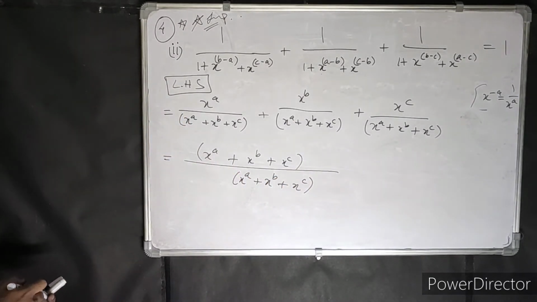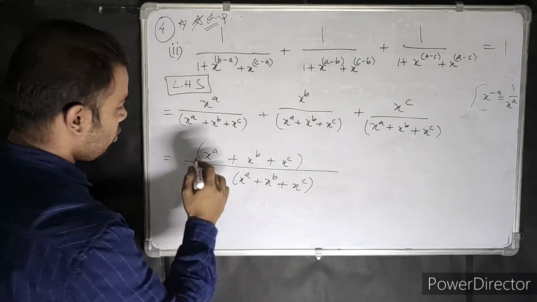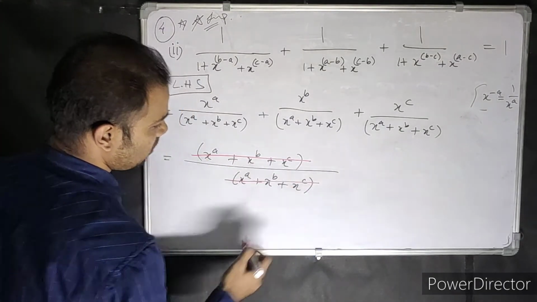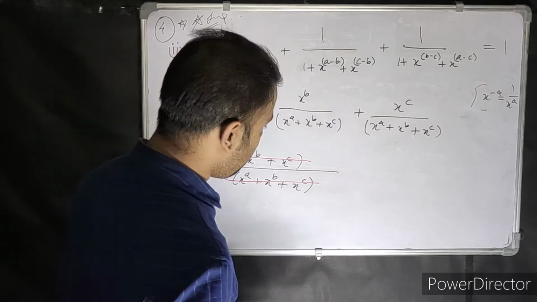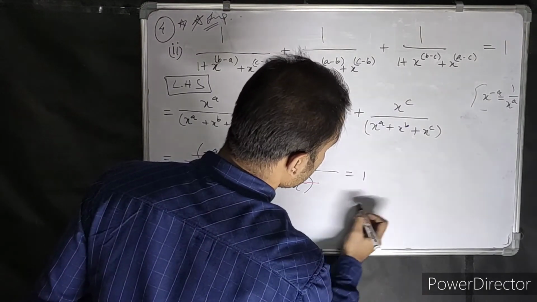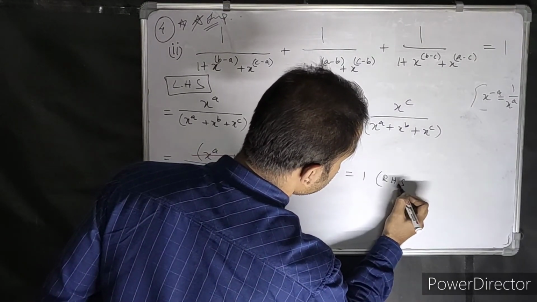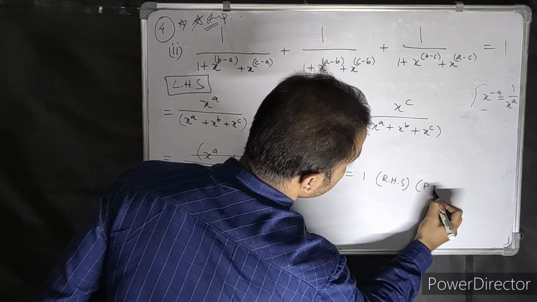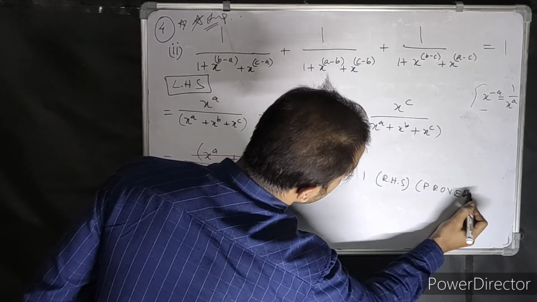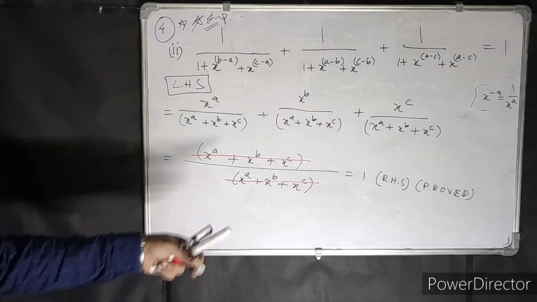Write it like this and just go ahead and cancel it. You don't have to write one more step. You cancel from here only, and then finally you get your answer as equal to 1, and you have written it as RHS and you have written proved. So that was your question on top there, and that's your answer.